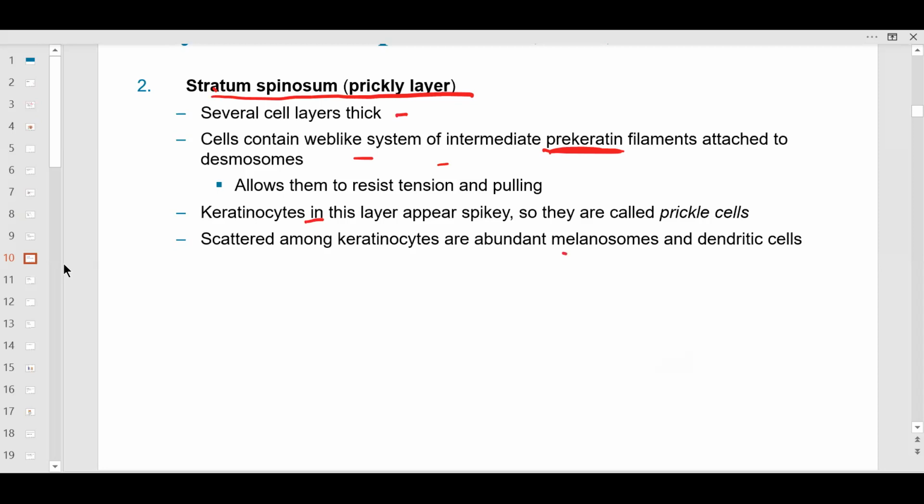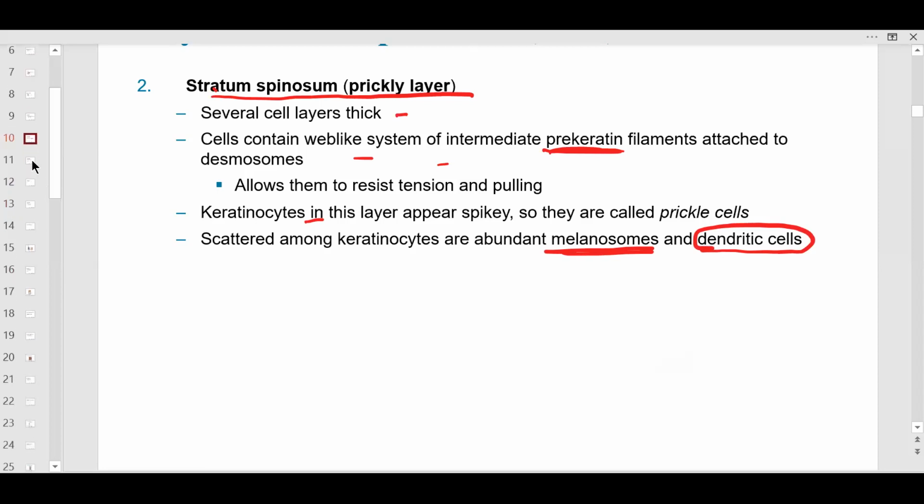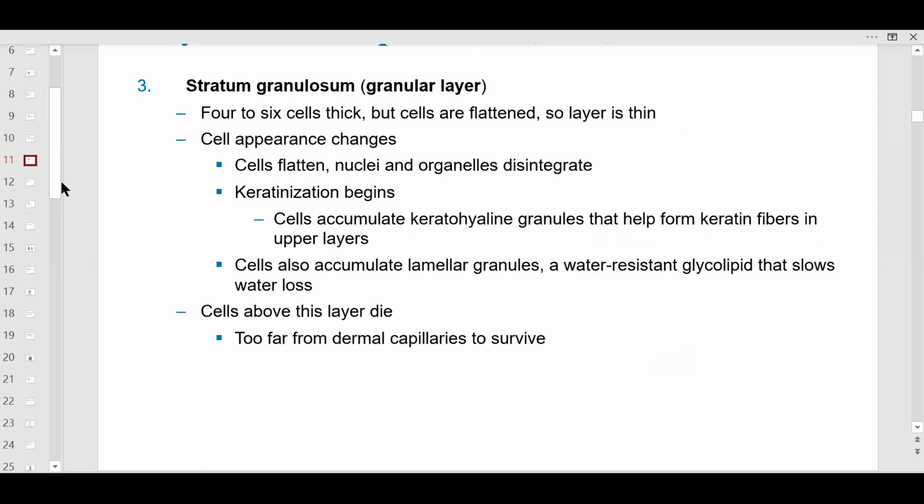And you have melanosomes, which are making the melanin or turning into your melanocytes. Cancer of those melanocytes is a really bad cancer, and it's got connections to the blood. Remember, the dendritic cells are your Langerhans cells, which are macrophages, immune cells. I think you got those down now. We mentioned that a lot.